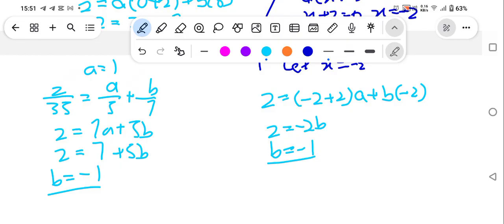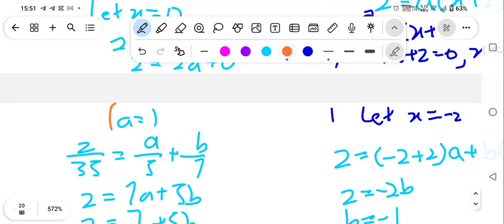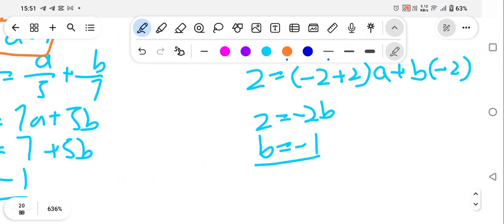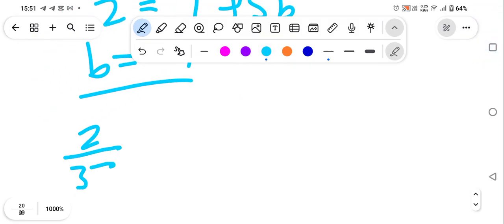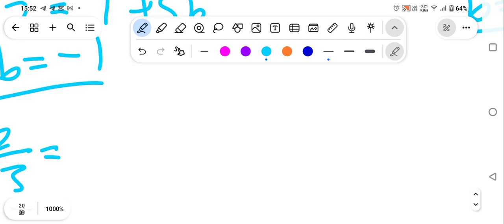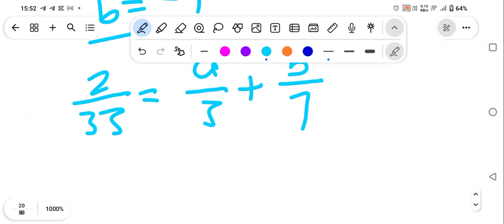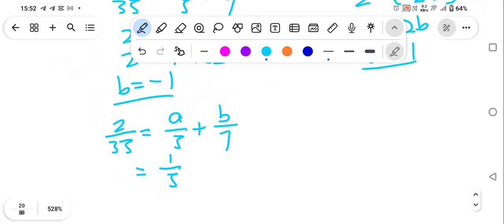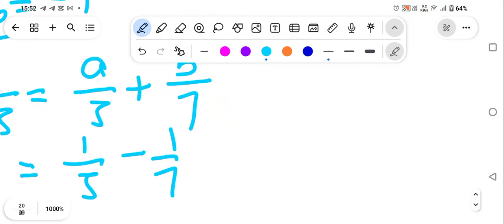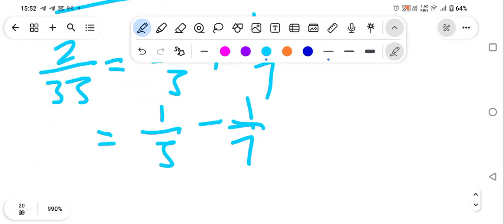So now since we solved for a and b, we have successfully solved for a and b. Therefore we can say that 2 over 35 is equal to a over 5 plus b over 7. Since a equals 1, this will be equal to 1 over 5. And since b is -1, this will be equal to -1 over 7. So now let's test this.